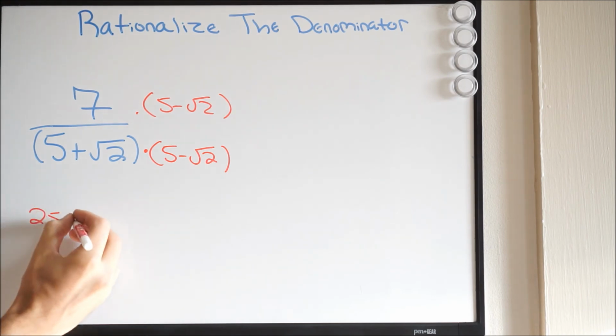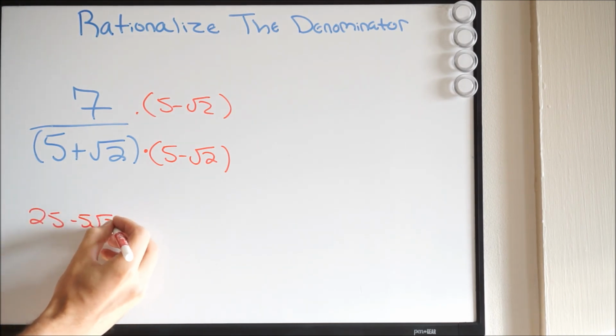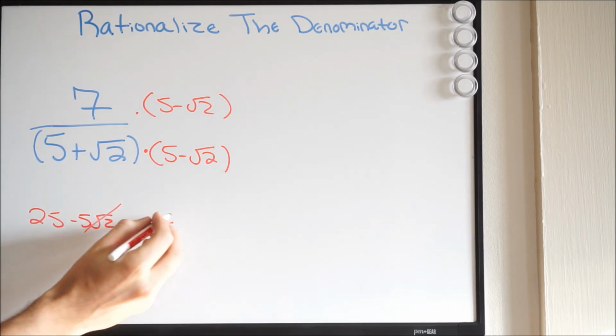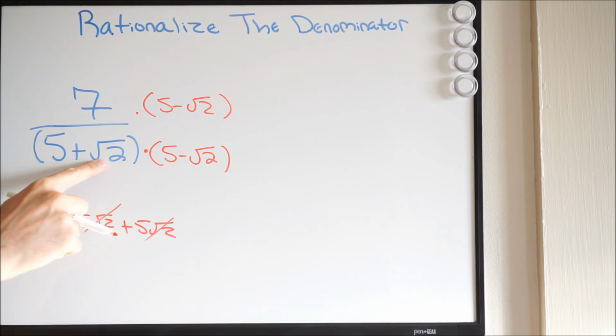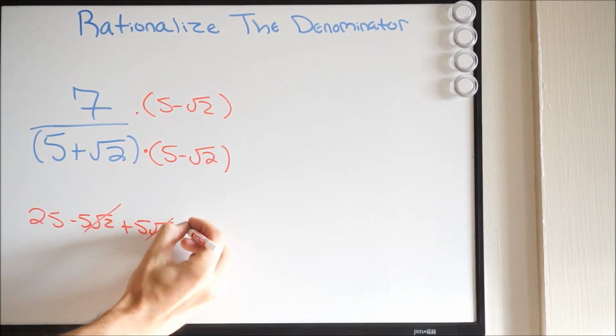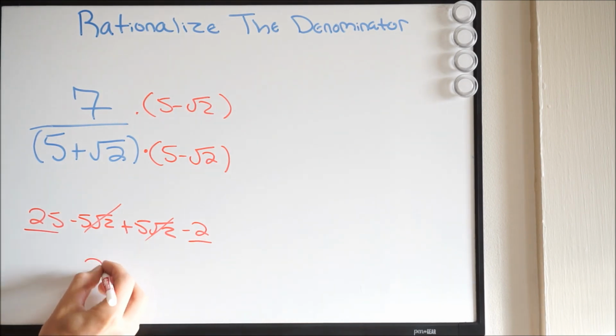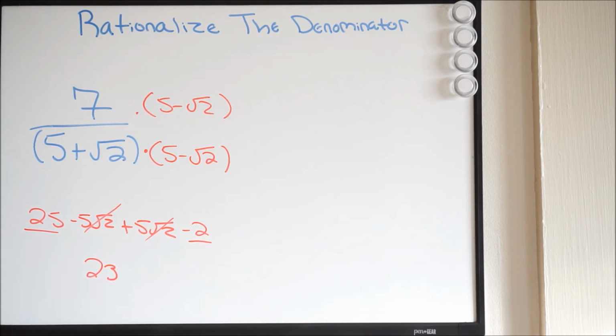And again, if you want to write it, you can: minus 5 square root of 2 plus 5 square root of 2, we can see that these are going to cancel. And then we know that the square root of 2 times a negative square root of 2 is simply going to give us negative 2. At this point, we can combine our like terms, which we have here and here. So we're left with 23 in the denominator.